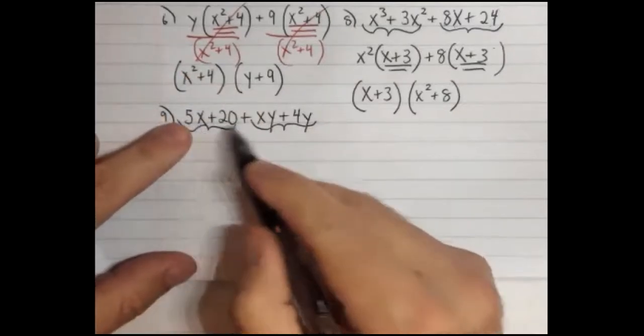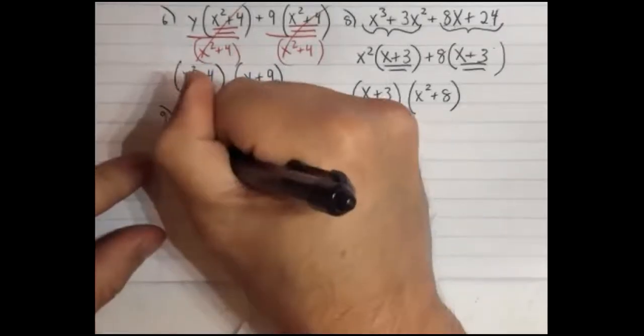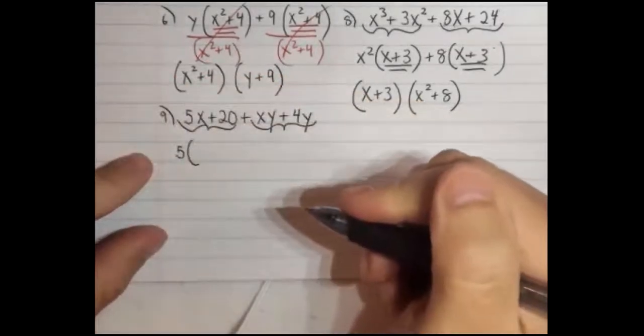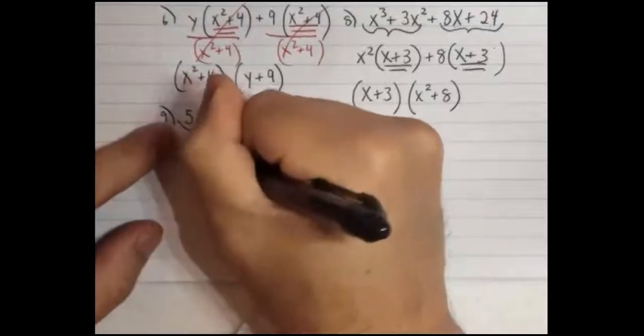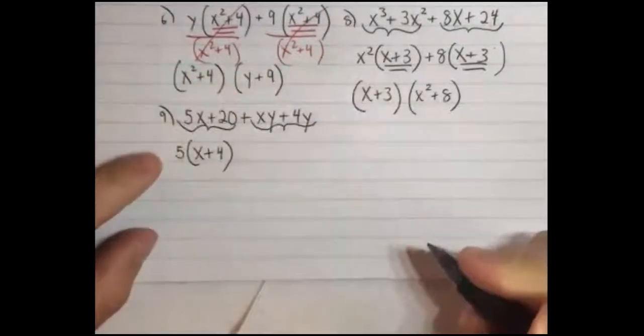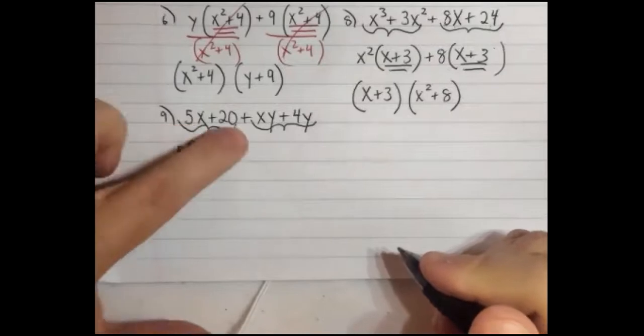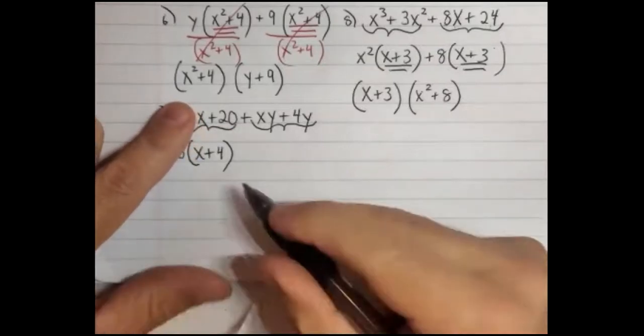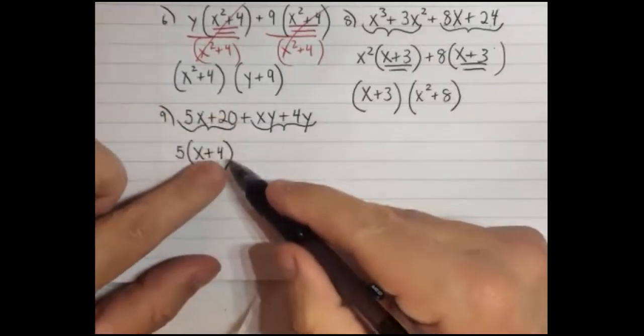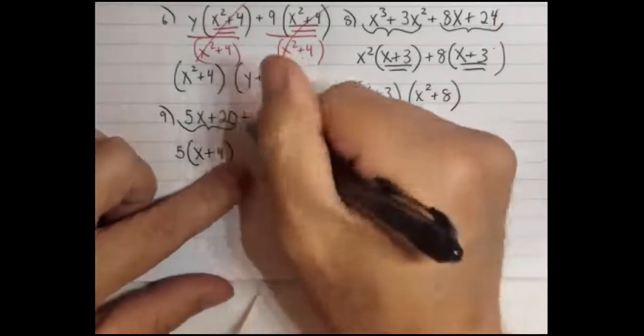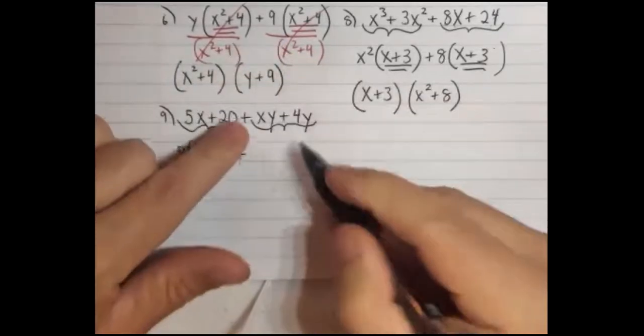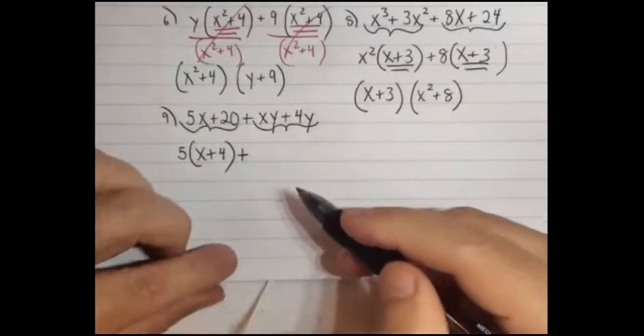5x plus 20, what goes into both 5 and 20 would be 5. And that would leave me x plus 4. Because again, we're dividing 5 into both of these. 5's cancel out, leaves me the x. 20 divided by 5 gives me the 4. If I have a plus sign, I can write a plus. If it was negative, I'd have to factor out a negative value.